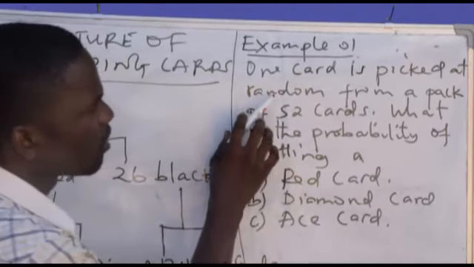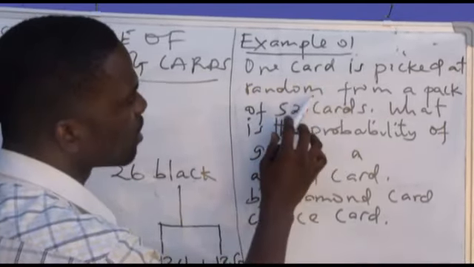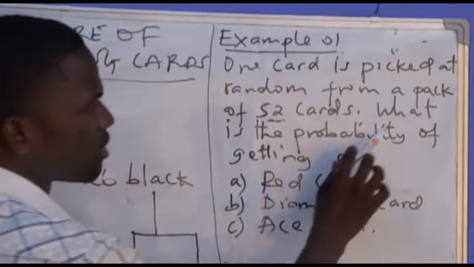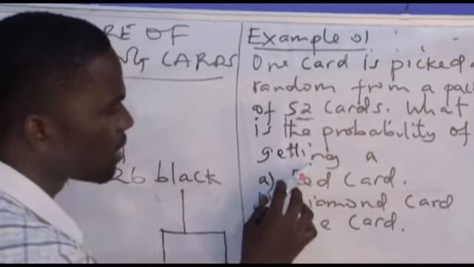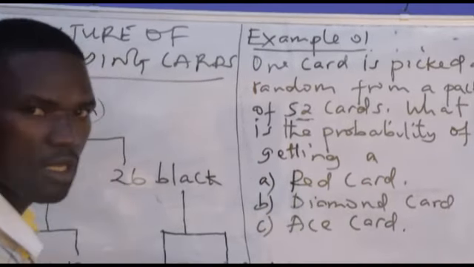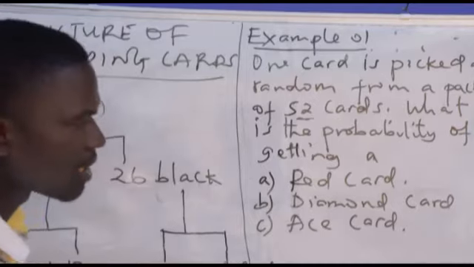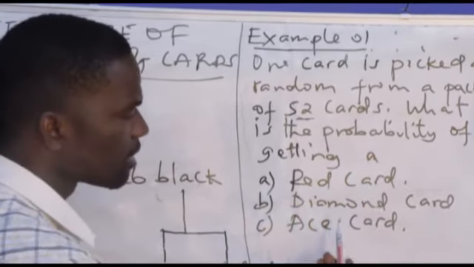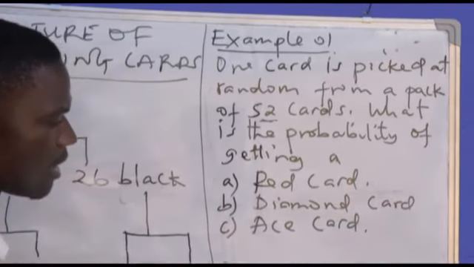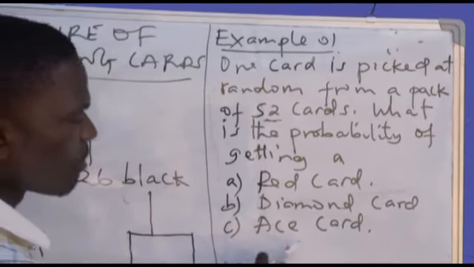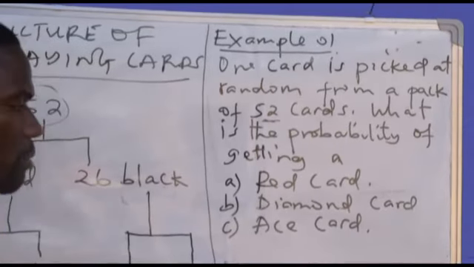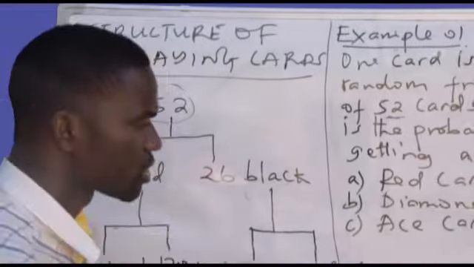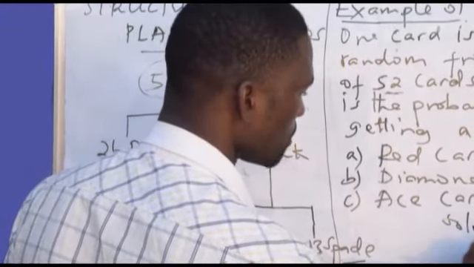The question says, one card is picked at random from a pack of 52 cards. What is the probability of getting a red card? What is the chance that a red card will be picked? And also, what is the probability that a diamond card will be picked? And again, part C, the probability that an ace card will be picked.